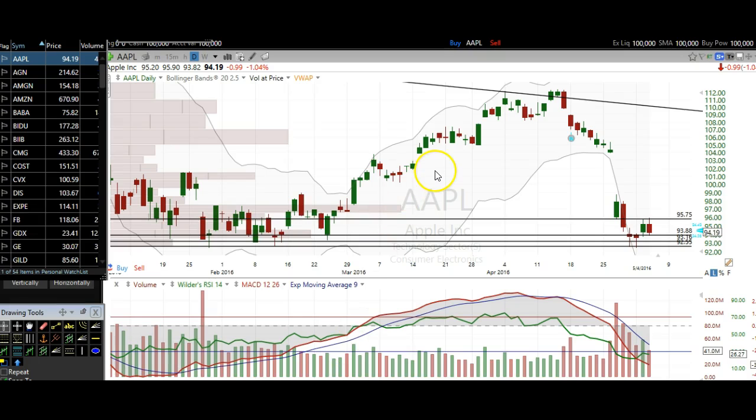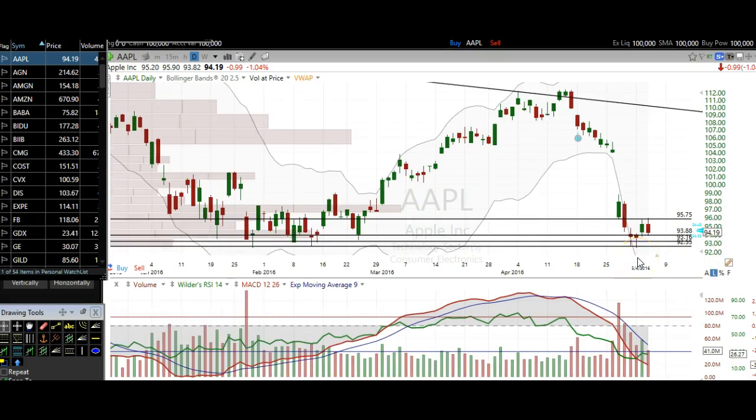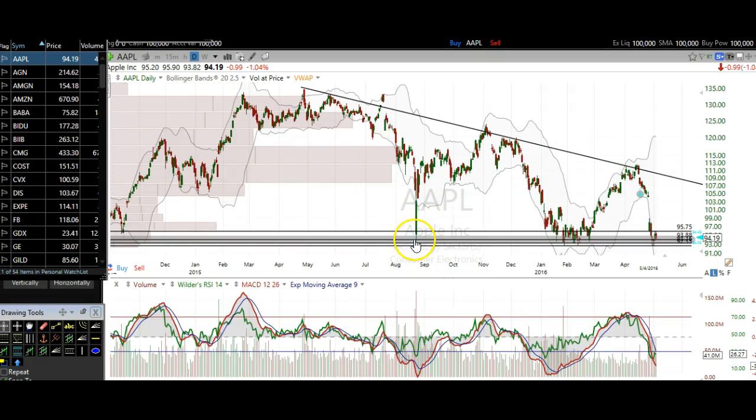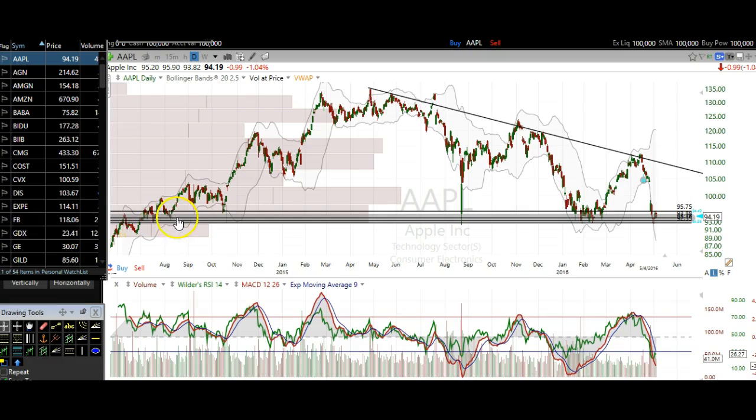All right, so let's take a look at these charts here. Apple, we've got heavy support down here just below $93. I've been pointing it out. A lot of lows over here met that level, as well as we bounced from it over here and a few times over here as well, as you can see.